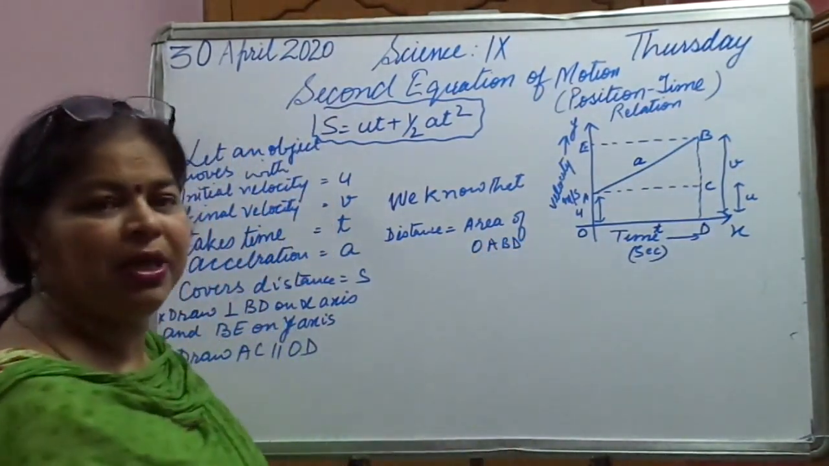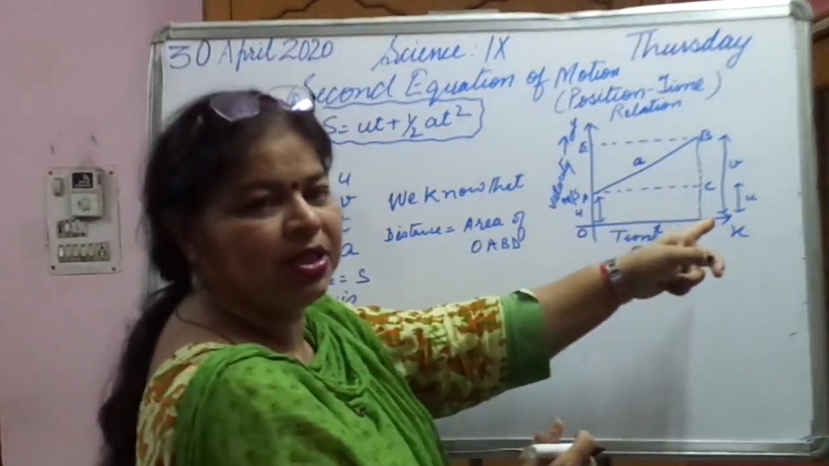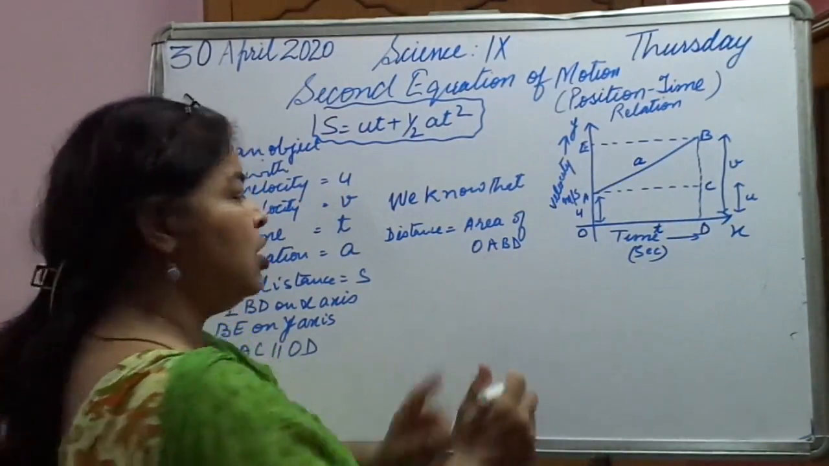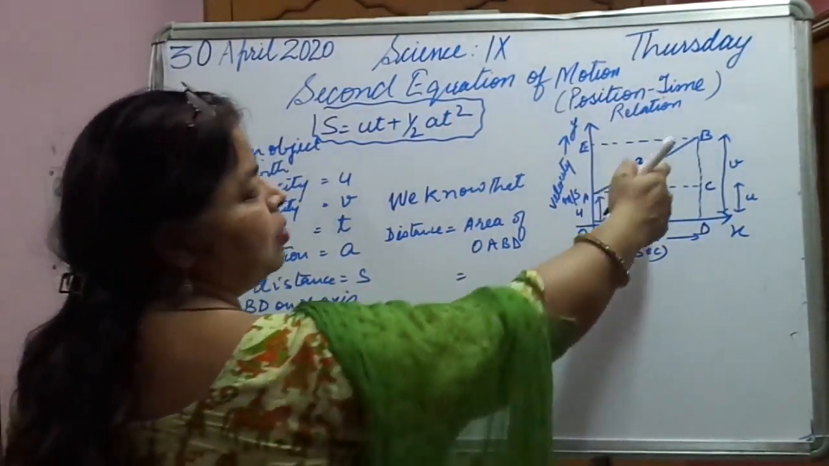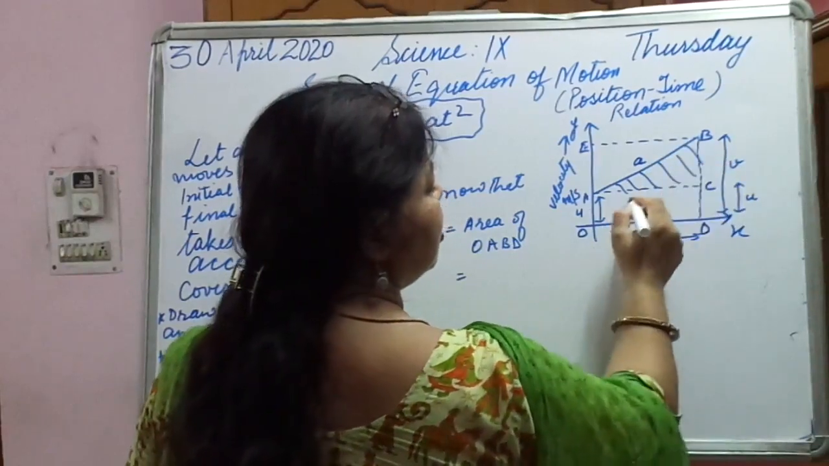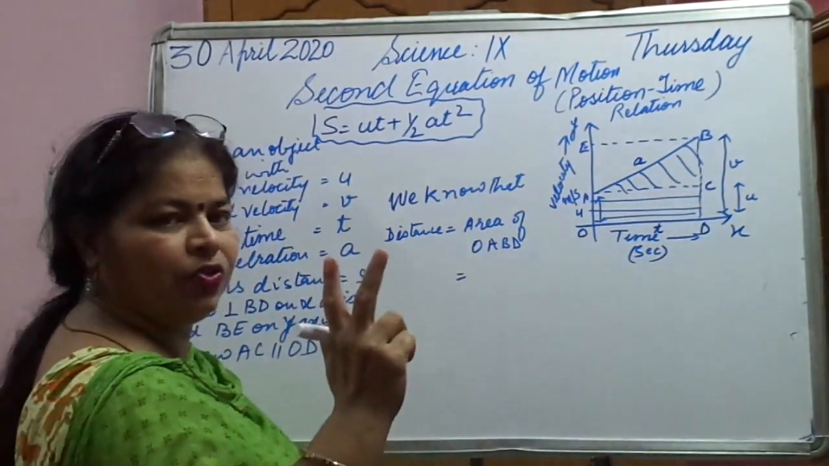OABD. It's a trapezium. If I invert it like this, it becomes a trapezium. So the area of trapezium OABD can be simplified, or it can be broken into this area plus this area. Two figures we are considering.